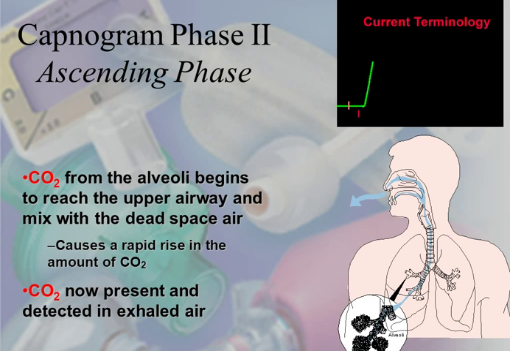The ascending phase, that's when carbon dioxide from the alveoli begins to reach the upper airway. It mixes with the dead airspace. It causes a rapid rise in the amount of carbon dioxide. The carbon dioxide is now present, and it's actually detected in the exhaled air.